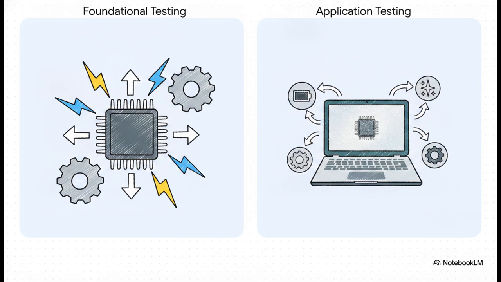Application evals, on the other hand, are what you do as an AI engineer. You're testing the complete software system. Think of it like testing the fully assembled laptop. You're making sure the screen, the battery, and all the software play perfectly nice with that CPU.